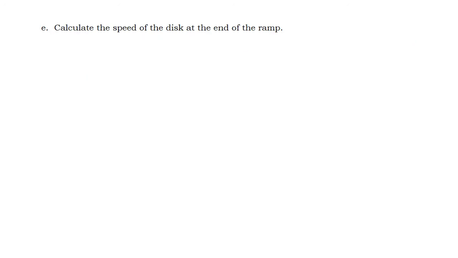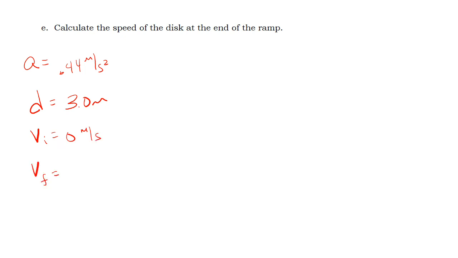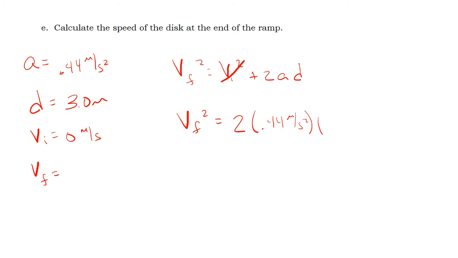Lastly, we're asked to solve for the speed of the disk at the end of the ramp. So what we know already is that the acceleration of the disk is 0.44 meters per second squared. The distance it rolls along the incline is 3 meters. Its initial velocity is 0, it starts from rest, and we want to find the final velocity. So I chose to use the formula Vf squared equals Vi squared plus 2AD. The initial is 0, so we have 2 times 0.44 meters per second squared times 3 meters, and so Vf is going to equal 1.6 meters per second.